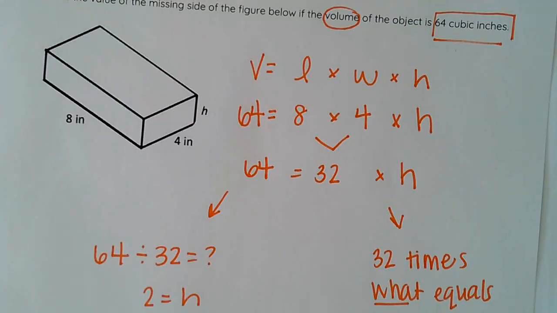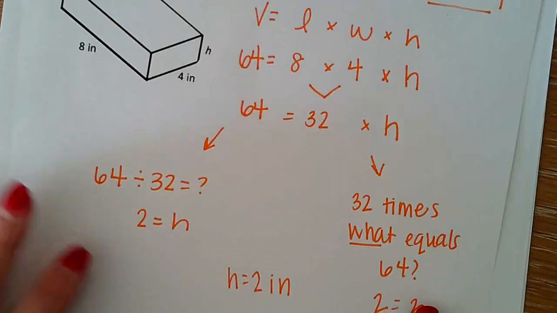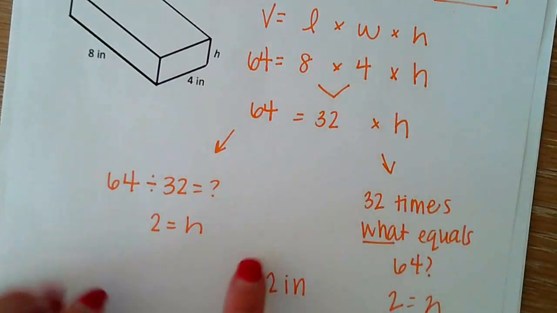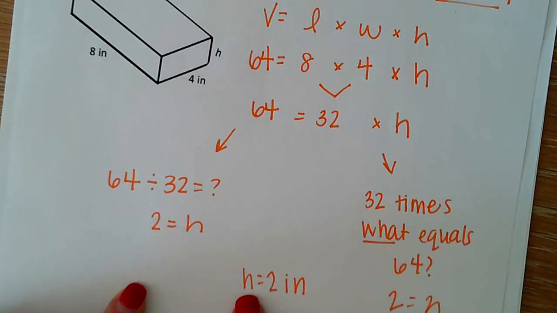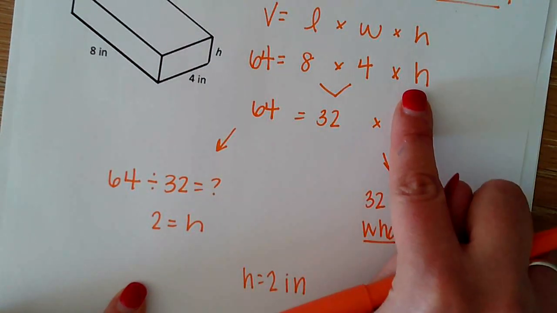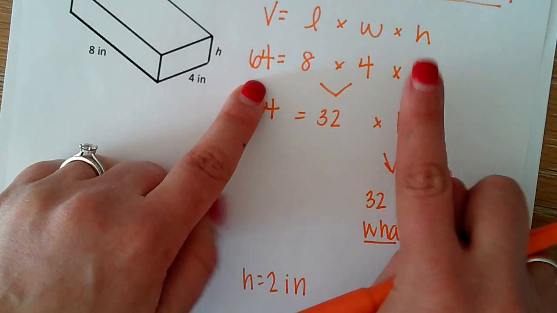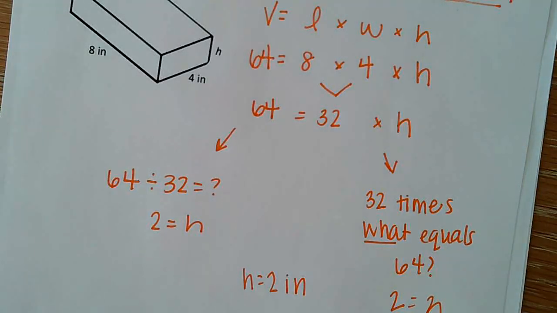Now to check my work, I can plug that back in and say, volume equals length times width times height. Well, I've got 8 times 4 times my new height, which is 2. That does in fact equal 64. 4 times 2 is 8. 8 times 8 is 64. And there we have our missing side.